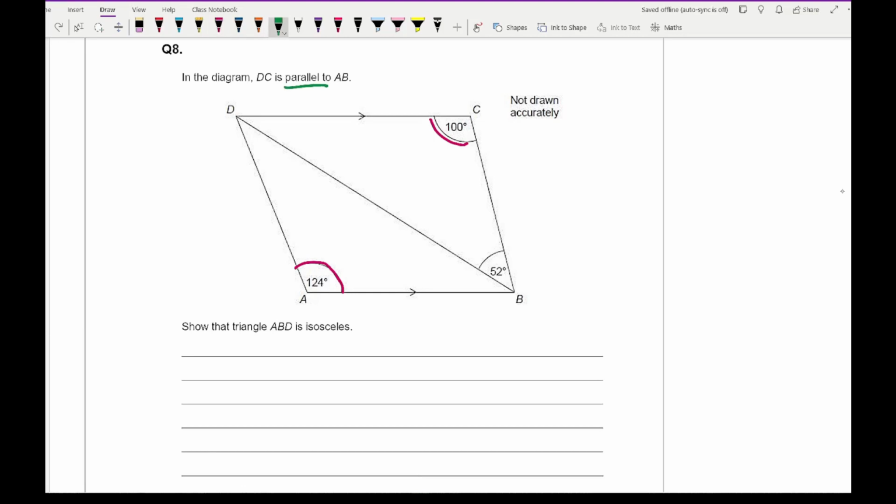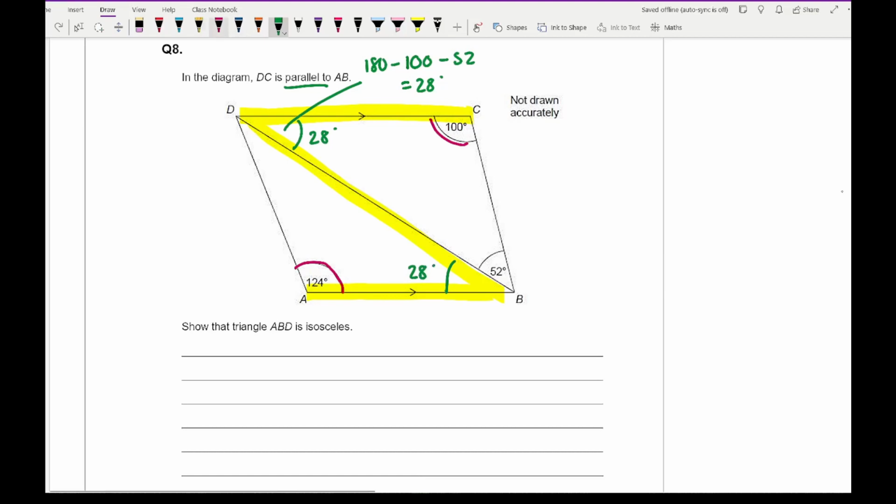So from this, I can see a Z angle. So I've got one Z that is here. And do I know any of those angles? Well, I can work out what this angle here is going to be, because angles inside a triangle add up to 180, so that's going to be 180, take away 100, minus 52. So that's going to equal 28 degrees. So then this angle here is going to be 28 degrees.